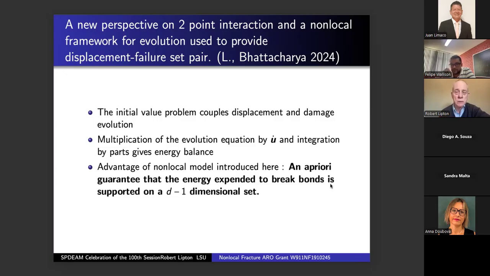And from that initial value problem, we can multiply the equation of dynamics by the velocity, integrate by parts, and from that, we can get energy balance. And from that, we discover, we did not build this in, that the energy expended to break bonds is supported on a D-1 dimensional set. So if you're in a three-dimensional body, it's a surface, a two-dimensional set, or if you're looking at plane strain fracture problems, that's a two-dimensional problem. Your energy is supported on a crack, a one-dimensional set. And so we will see this in a minute.